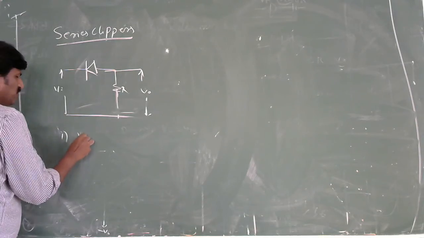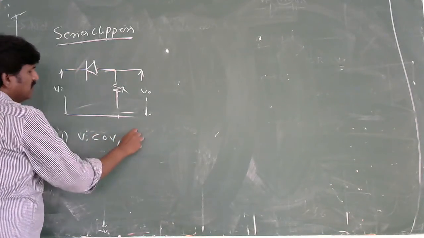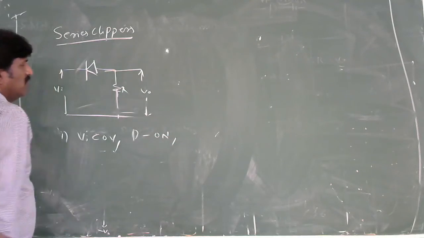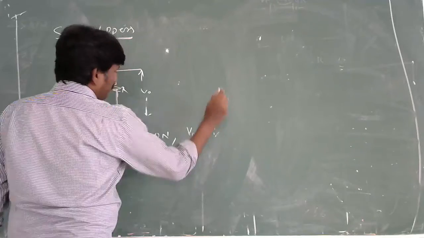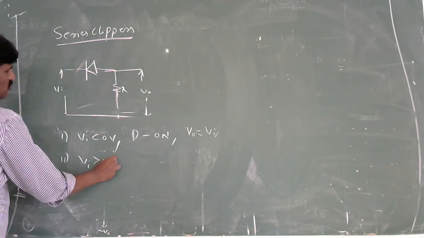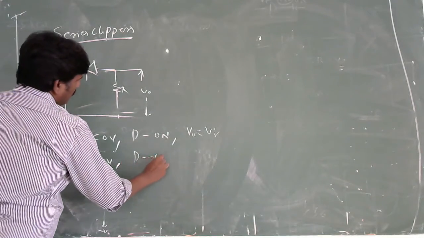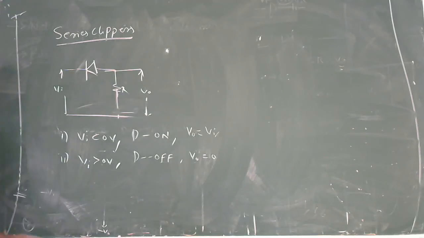First condition: if Vi is less than 0 volt, then D will become on, and V naught is equal to Vi. Then, if Vi is greater than 0 volts, then D will become off. Then what is V naught? V naught is equal to 0. Then what are the transfer characteristics?